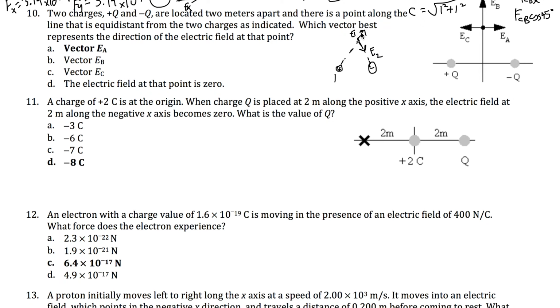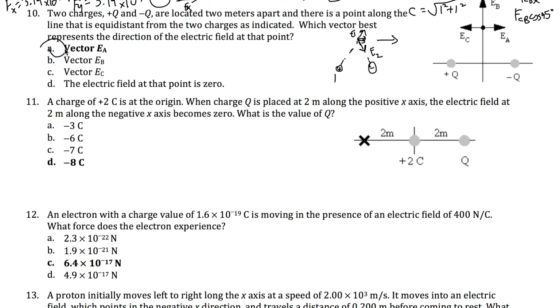So for the net effect of these two fields, the y components will cancel out because the charges are the same and we're at the same distance in the y direction here. So the net effect will be a field this way, because each of these two fields has an x component to the right that will add up to create a bigger x component. So the answer is vector EA.